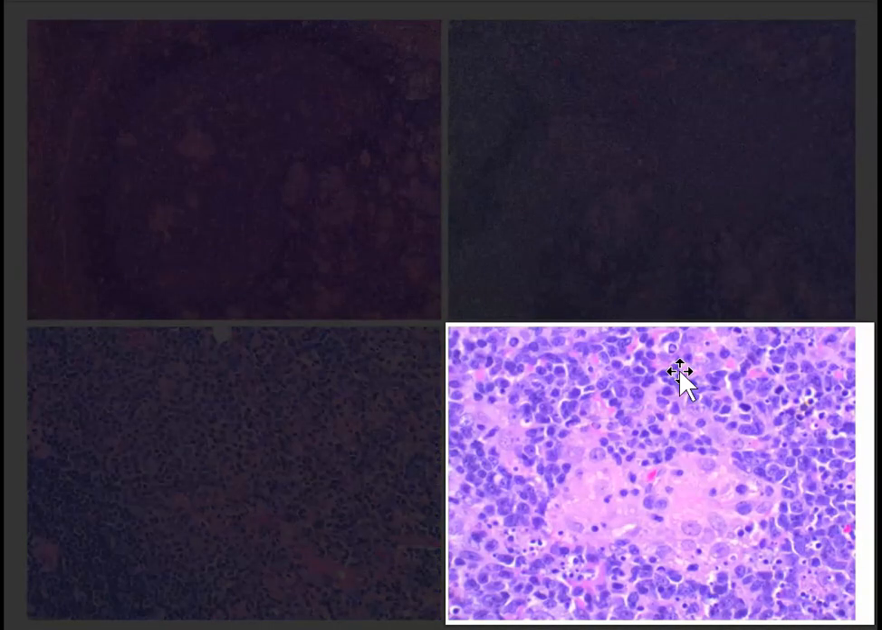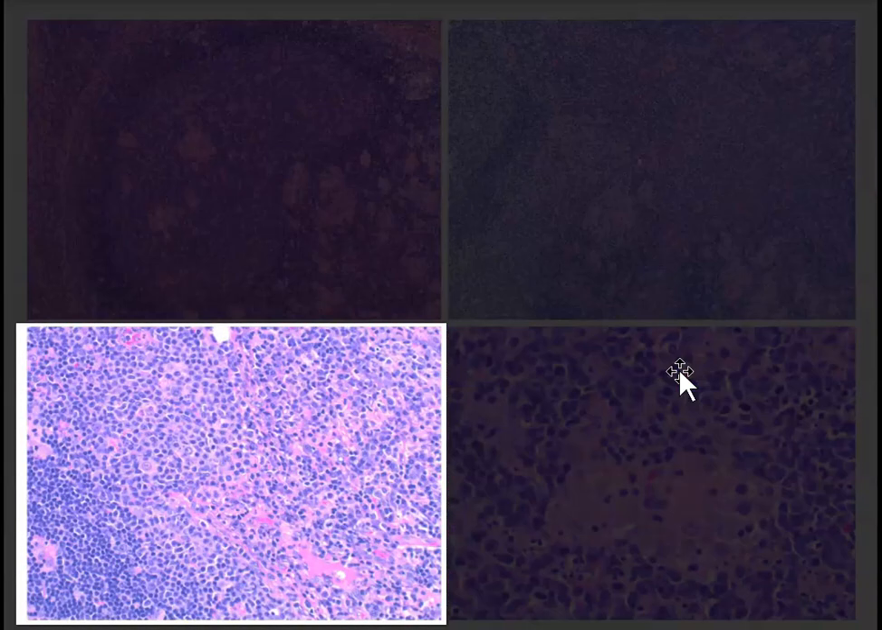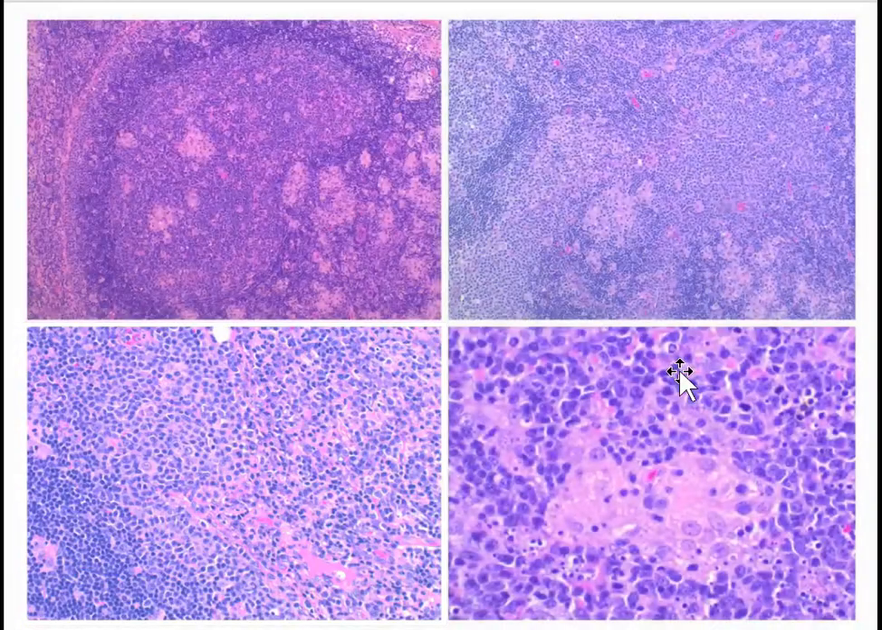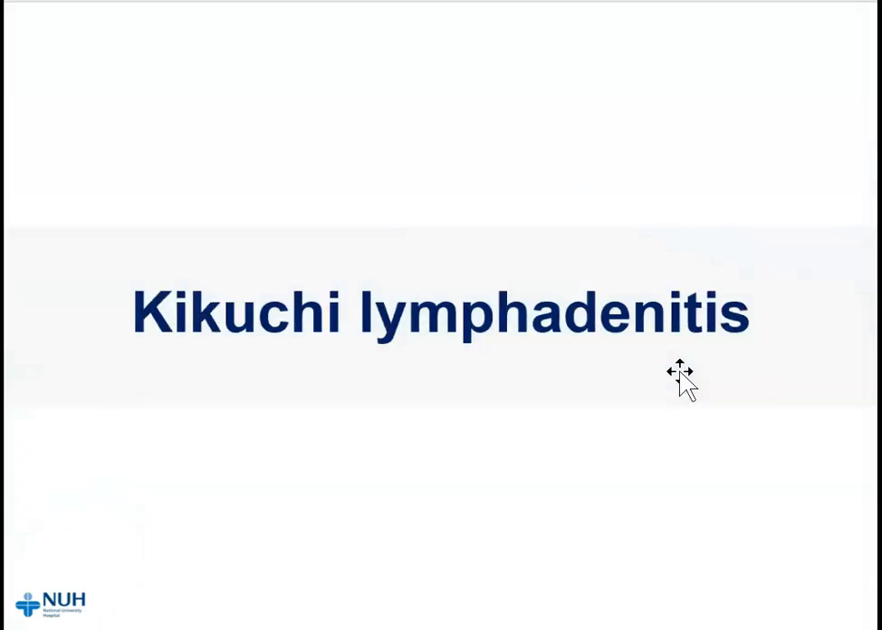This is a high magnification view of the granuloma, and there are also sheets of monocytoid cells. We now move to the group of reactive lymphadenopathies that show a necrotizing pattern, excluding necrotizing granulomatous inflammation, which I have covered earlier. First, let us consider Kikuchi lymphadenitis, which is also known as necrotizing histiocytic lymphadenitis.